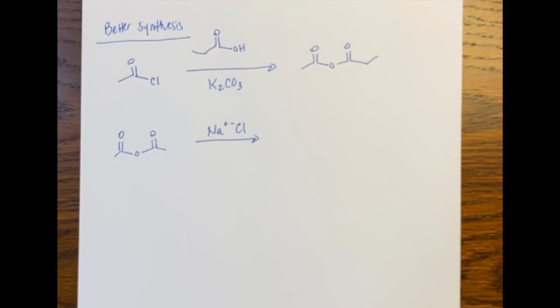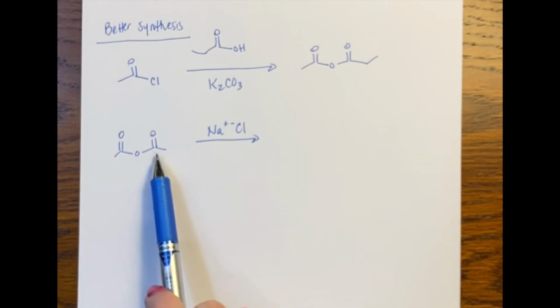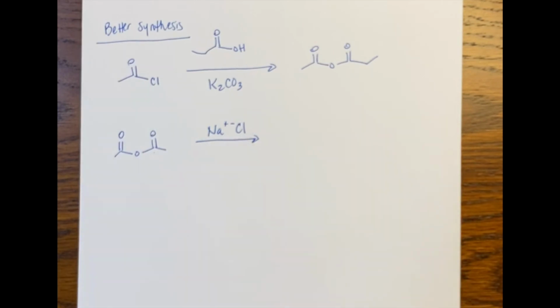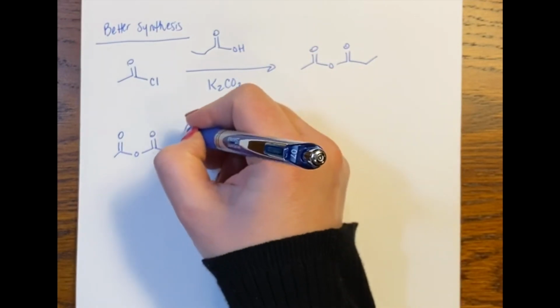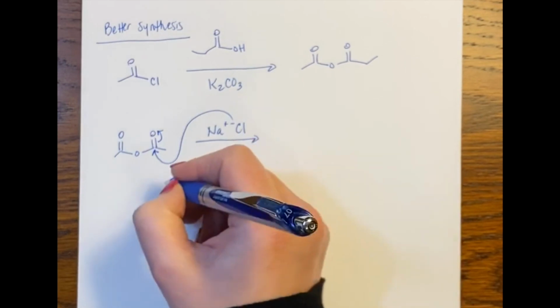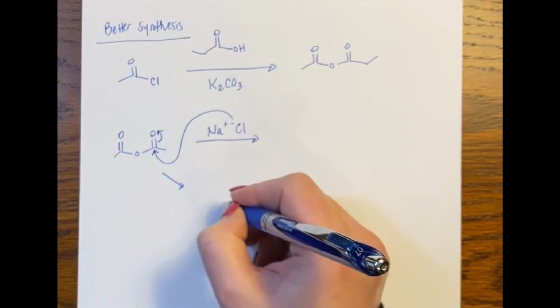So hopefully you had an opportunity to think about this mechanism, and hopefully you realize the problem with this mechanism. Because the first thing to recognize is that this carbon is an electrophile, this carbon is an electrophile, and this chloride ion is a nucleophile. So there's really nothing that prevents this chloride ion from attacking this carbonyl. If that happens, we get a tetrahedral intermediate.